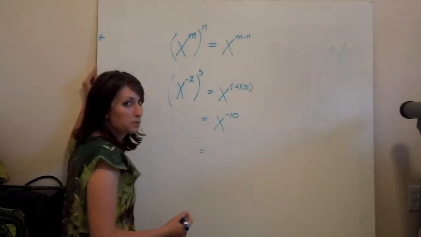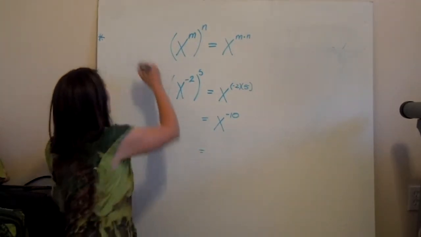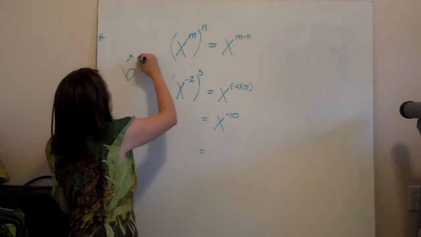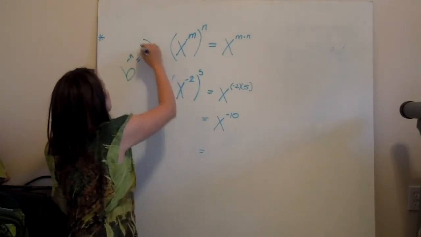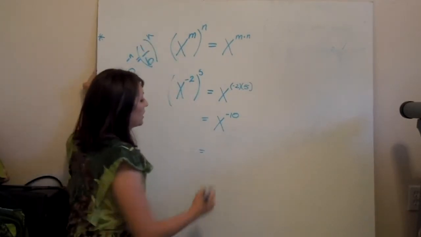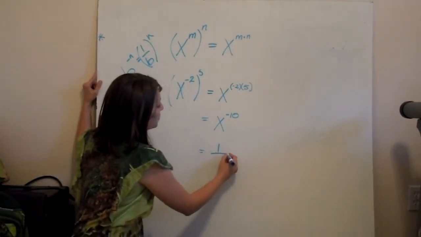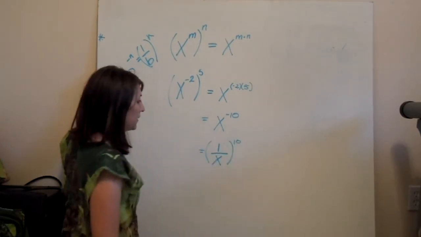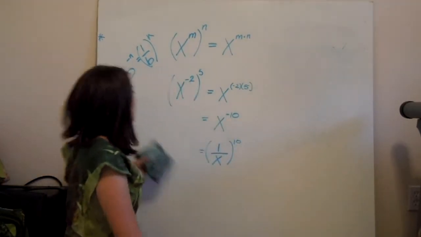Whenever we have a negative exponent, we need to apply the rule of b to the negative n equals 1 over b to the power of n. Okay, so we need to write the reciprocal of x, which is 1 over x, all raised to the 10th power. Okay? That is the power to power rule.